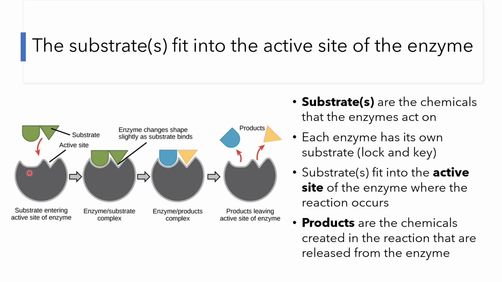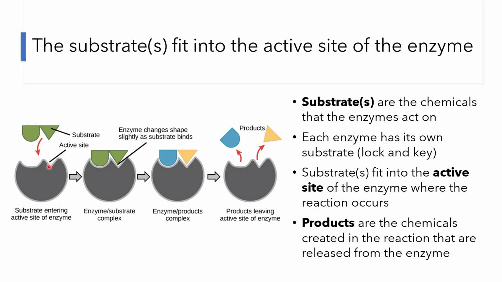What we have here in gray is the enzyme, and this green structure here is representing a compound that the enzyme is going to cause to chemically react. We call this compound that's going to enter into the enzyme the substrate. So any chemical or chemicals that the enzyme is going to act on is the substrate.